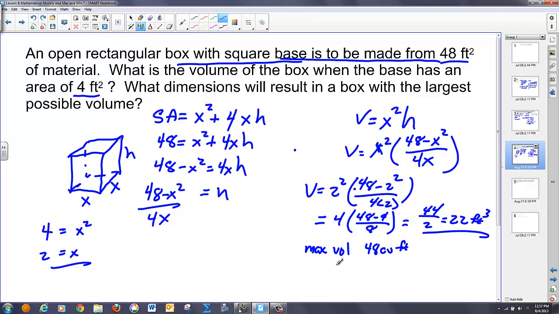When x equals 4, if I want my height, I'd have to plug 4 into this equation here. So if I plug 4 into this equation, I have 48 minus 4 times 4 is 16 over 16. 48 minus 16 is 32 over 16. And the height would then equal 2.